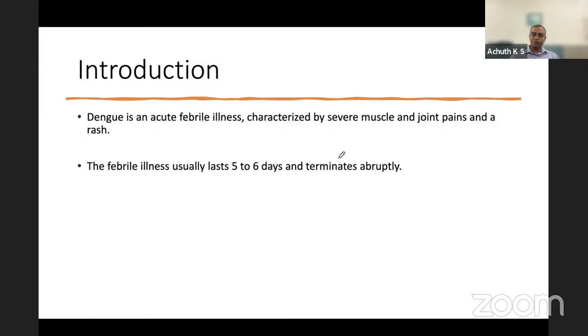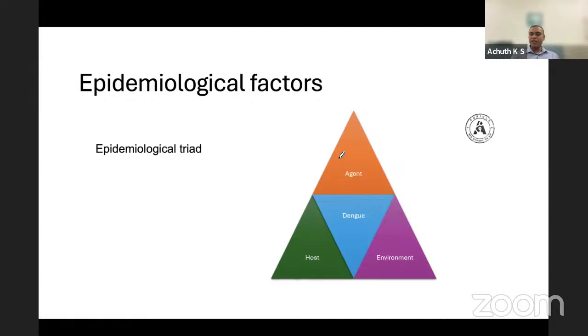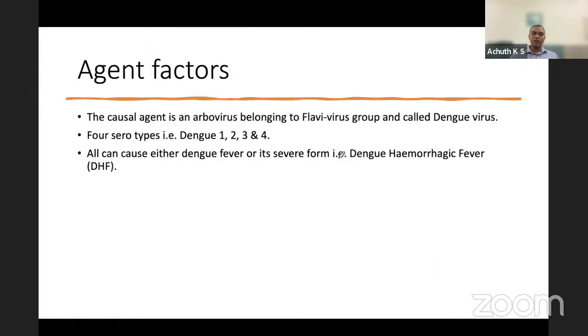How does it appear? Epidemiological factors. Again, agent, host, and environment. Please do not forget. We'll come to the agent. It is the arbovirus, arthropod-borne virus, belonging to the flavivirus group, and it is called dengue virus. There are 4 serotypes, 1, 2, 3, 4. All can cause either dengue fever or its severe form, that is dengue hemorrhagic fever. Type 1 can cause dengue fever, 2 can cause dengue fever, 3 can also cause dengue fever on its own, 4 can also cause dengue fever. Or it can cause it in combination also.